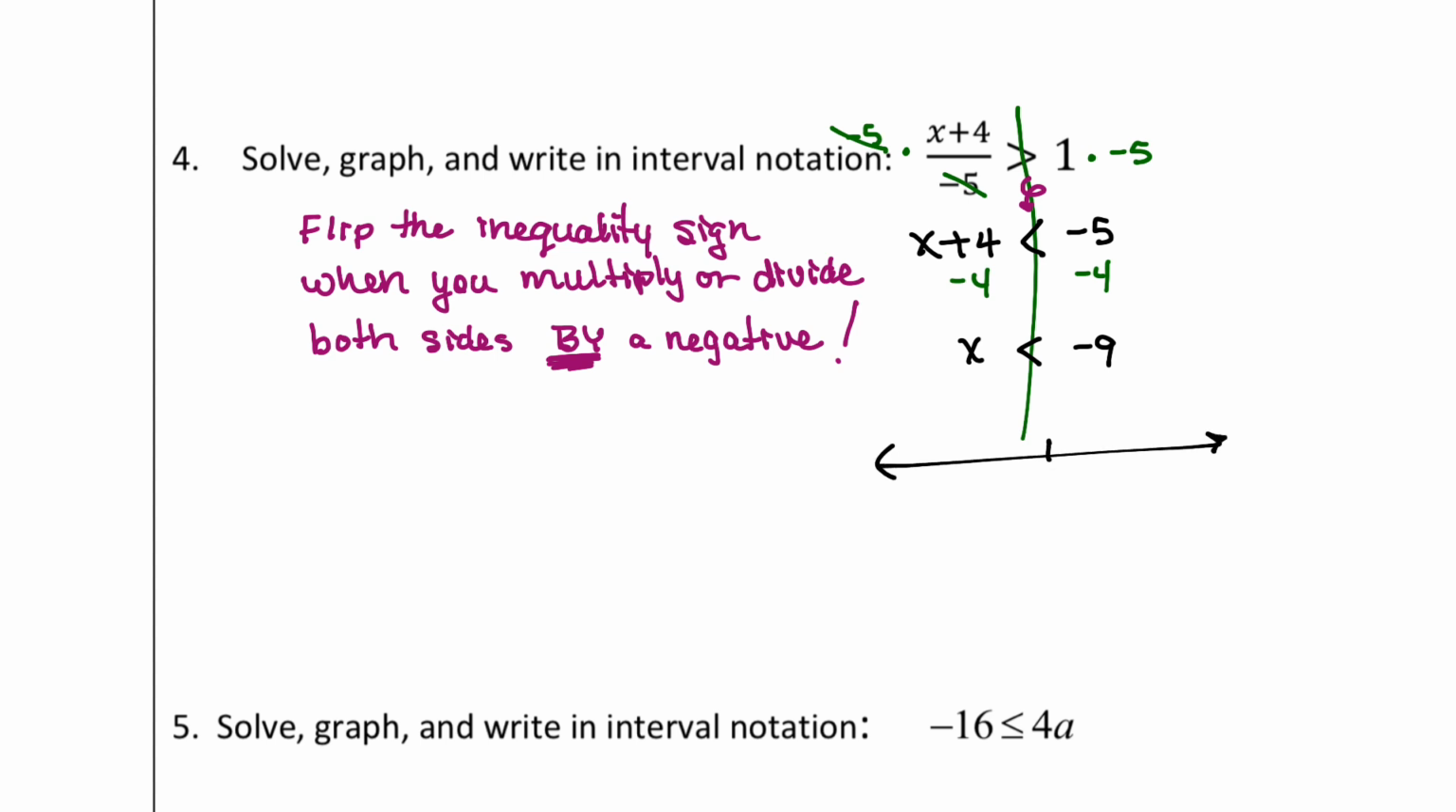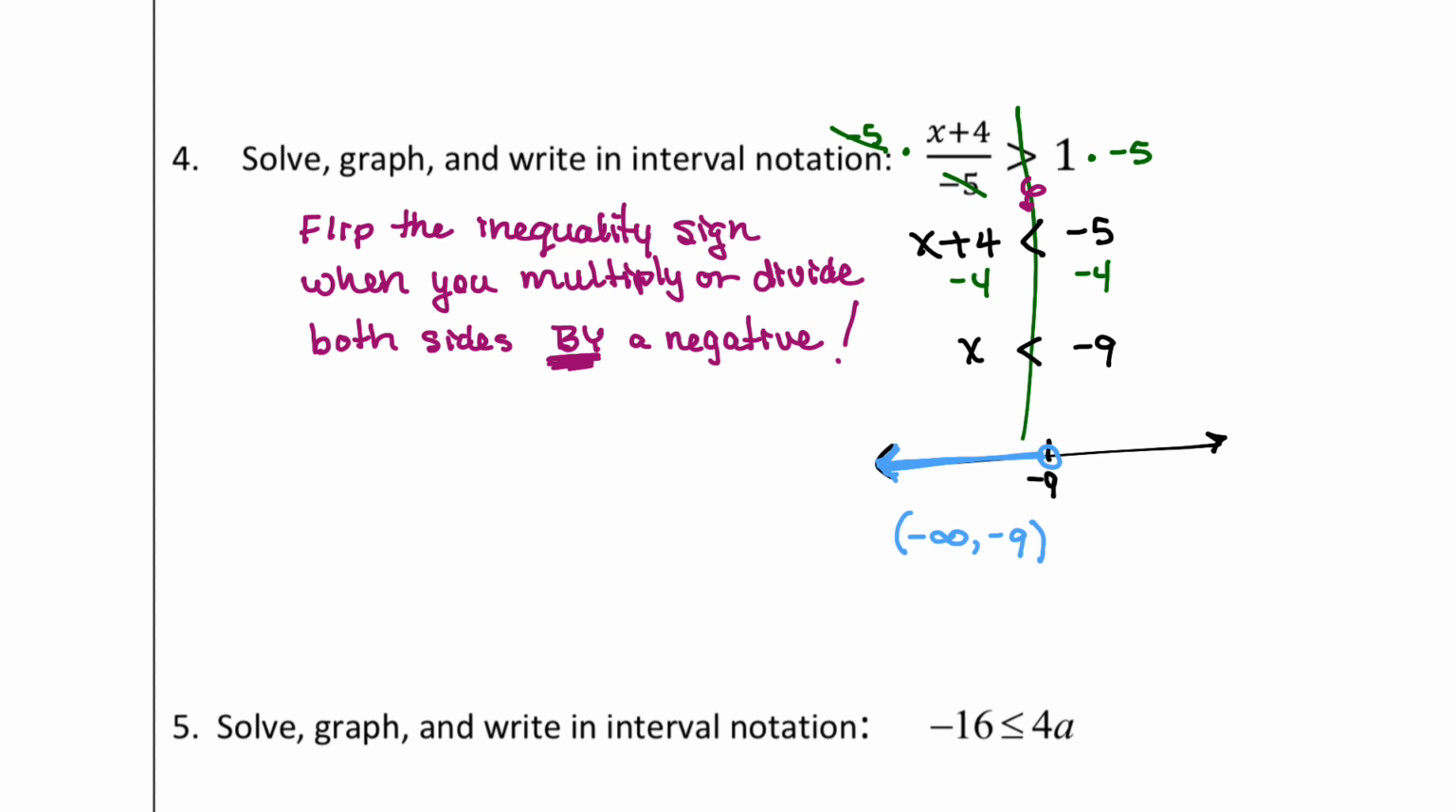So at negative 9, it's going to be an open circle going to the left, because that's the way the arrow points with the variable on the left. It starts at negative infinity, which means parenthesis, goes to negative 9. It's an open circle, so it's also a parenthesis.